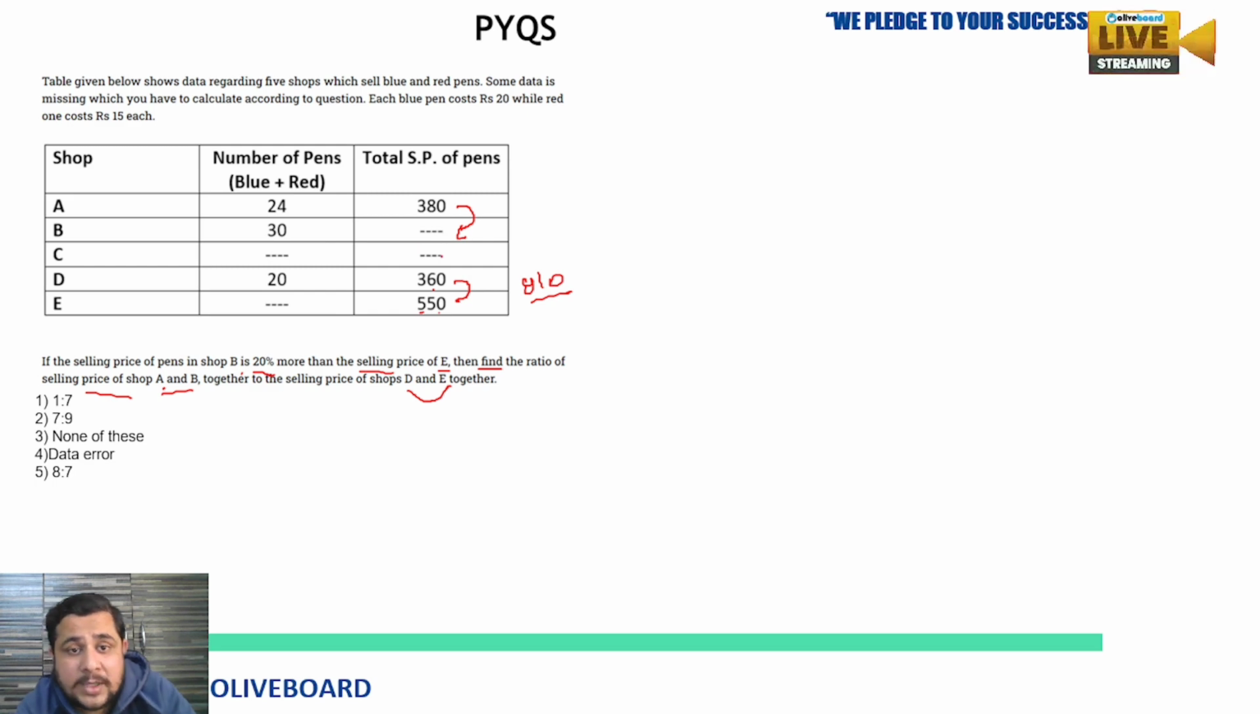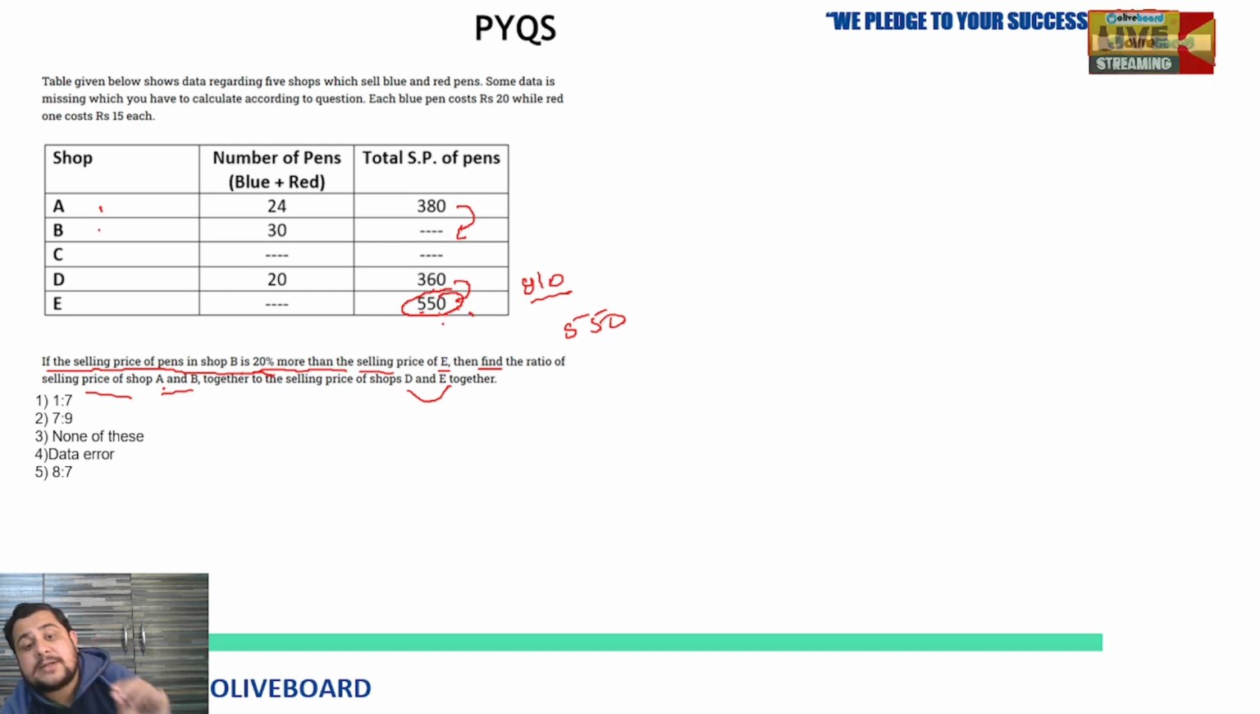So 910. Now if we move forward, what do we have to do further? We are getting 910 now. A and B's selling price sum, but B's selling price is not given. For that, is any data given? Yes, they have given us one condition: the selling price of pens in shop B is 20% more than the selling price of E. So 20% more than 550. 10% of 550 would be 55, 20% is 110. Just add this, so 660. Now 660 plus 380, 1040.